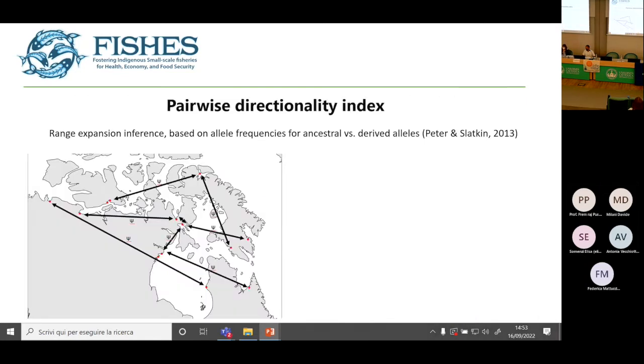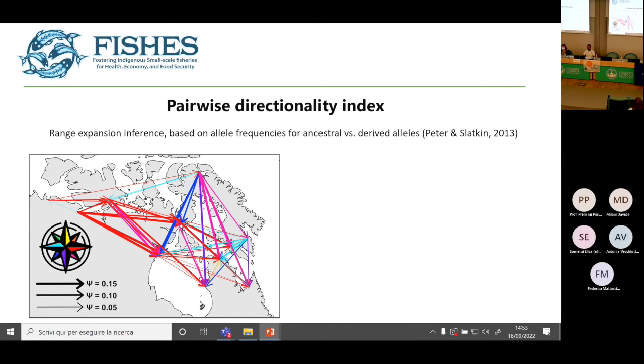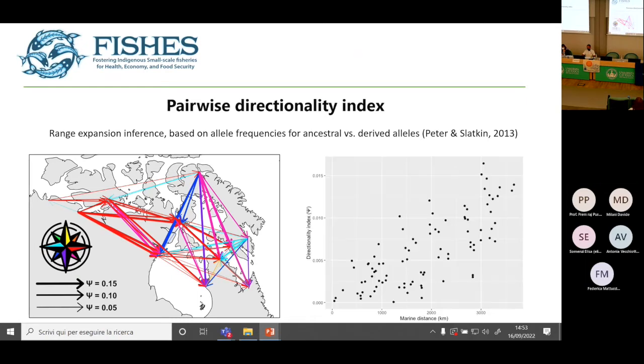So we can compare all our pairs of populations and try to determine in which direction the range expansion should have happened. This is what we did here. I represented the absolute value of psi with the boldness of the arrow, and the colors represent the angle, so the direction. You can see that most of it happened from the northwest to the southeast. And again, similar to the isolation by distance that I showed with FST, you can also see that the farther apart two populations are, the higher their directionality index, which is to be expected.